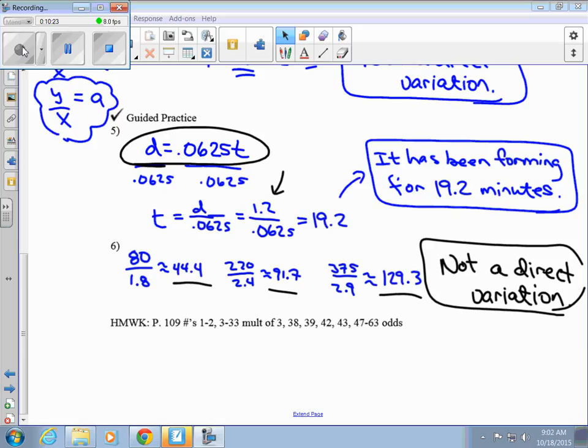So again, today, section 2.5, pretty short and simple. It's on how to model direct variation equations. Your equation is y equals ax, where a is the constant of variation. And you can plug numbers in for y and x and find what that constant is and then come up with how to graph it.